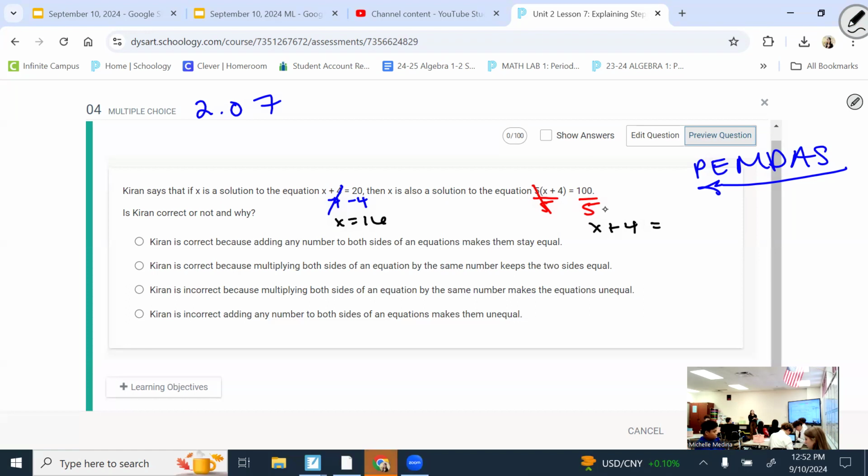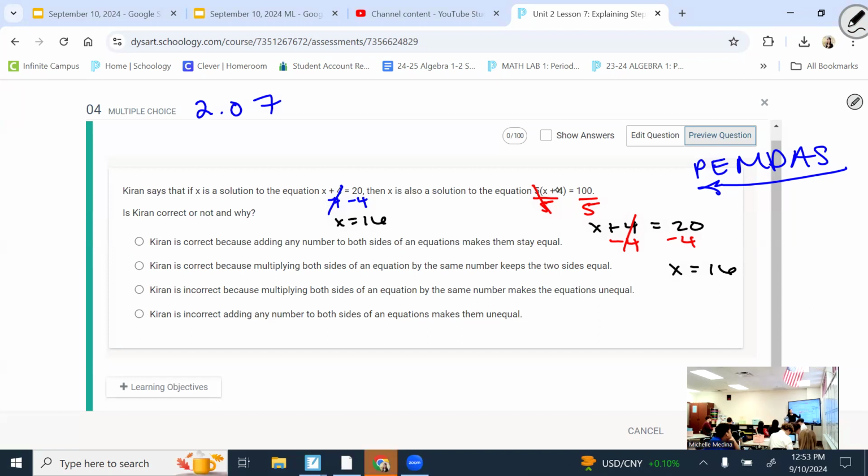100 divided by 5? 20. What's opposite of adding 4? And you can kind of see this was what the original equation was anyway. But you get the same X value. So he is correct in saying that if X is a solution to this one, it's also a solution to this one. And the difference between this one and that one is that they multiplied both sides by 5 in this one.